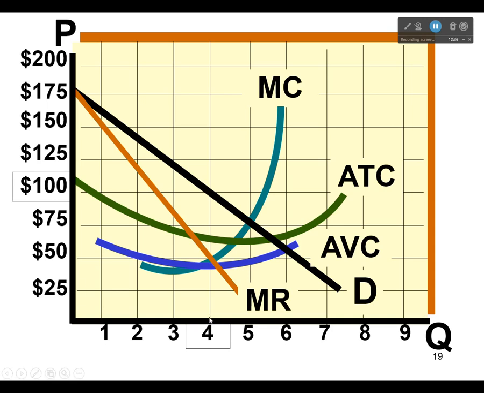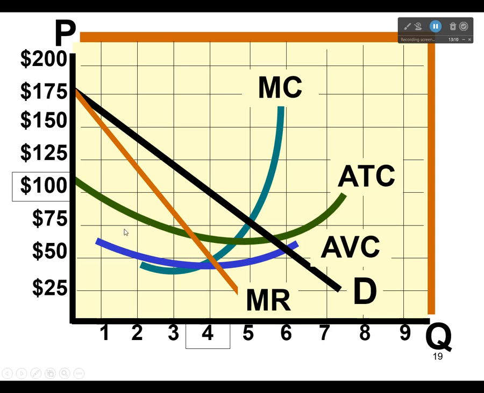Once we've done that, we take that output, trace it up to the demand curve, and this monopolist can sell those 4 units of output at a price of $100 a piece. So total revenue would be the 4 units of output times the $100 price tag for those output units, and that would be total revenue equal to $400, price times quantity.